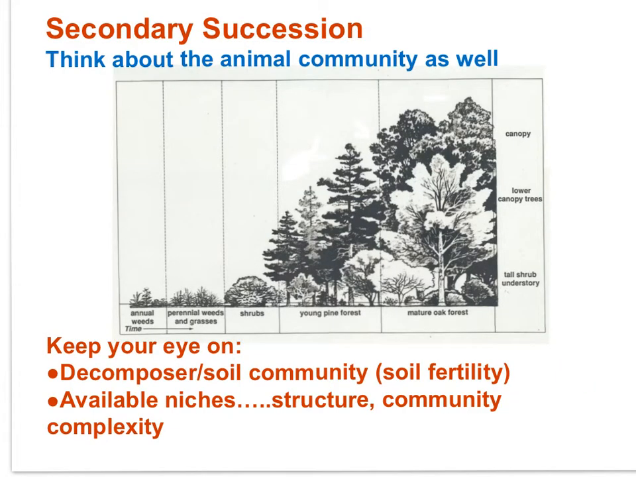With succession, think about how the animal community is likely to change. And keep your eye on the decomposer or soil community. How about available niches, structure, community complexity?